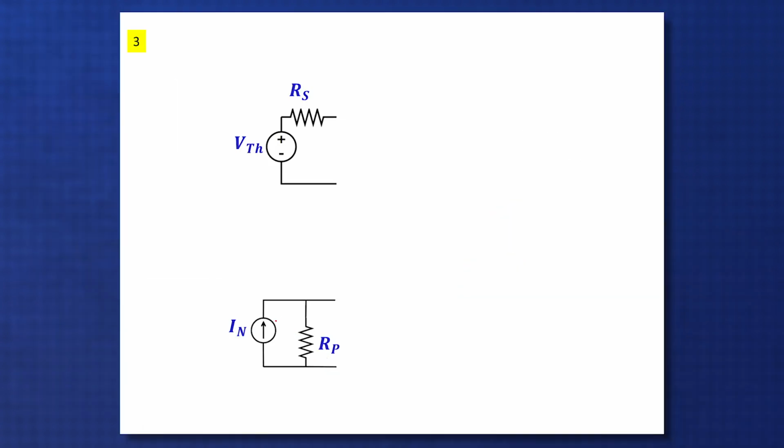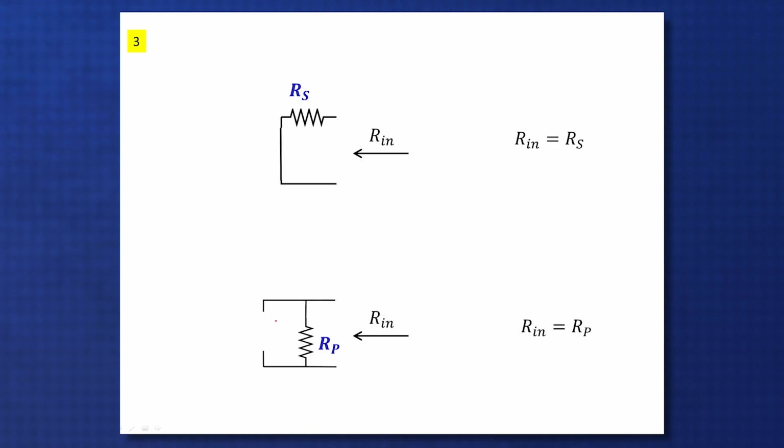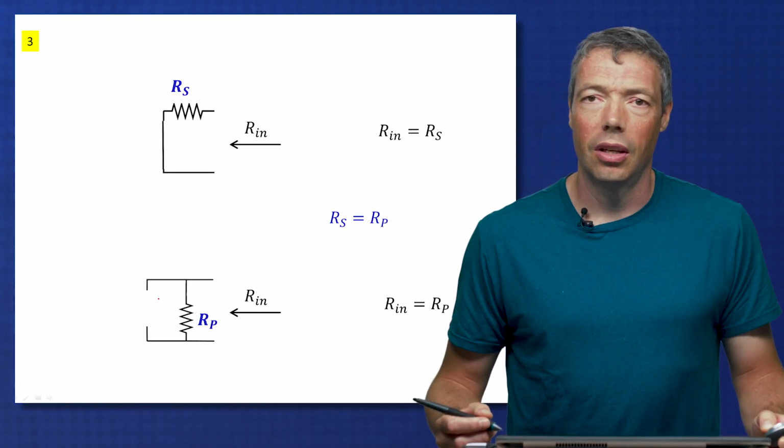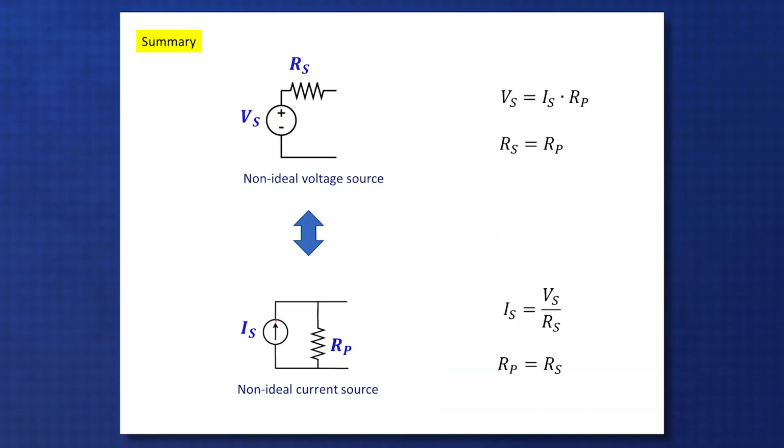And then the third thing I can do is leave it open, set the sources equal to 0, so the voltage source becomes a short, the current source becomes an open, and then calculate Rin. And that's also very simple. That's just Rs and Rp, and they need to be the same if these circuits are equivalent. Basically, I have now three equations that will help me to transform one circuit into the other. So I can use this to calculate the top circuit if I'm given the bottom one, or vice versa.